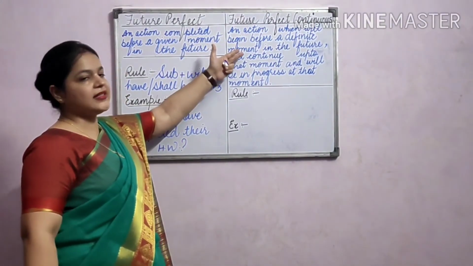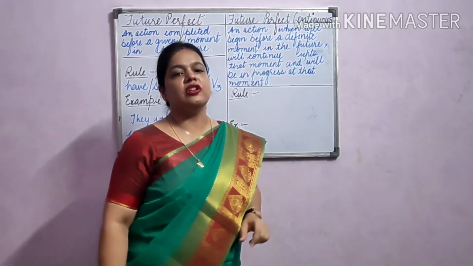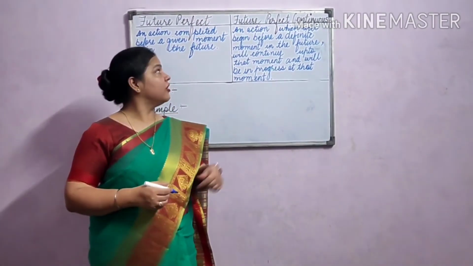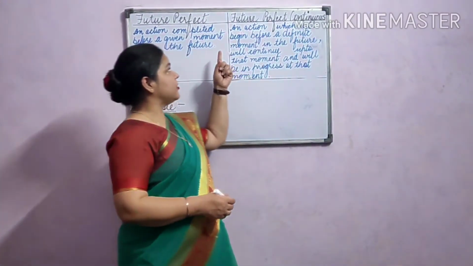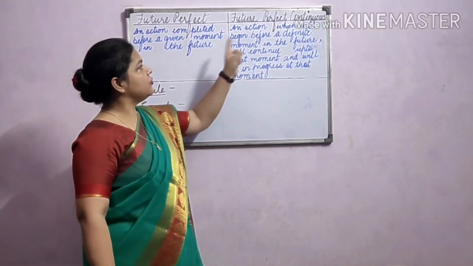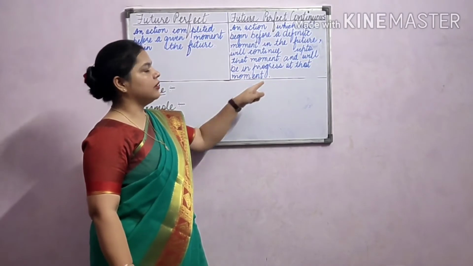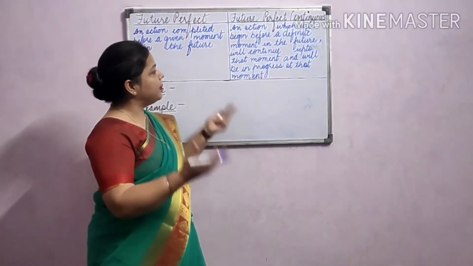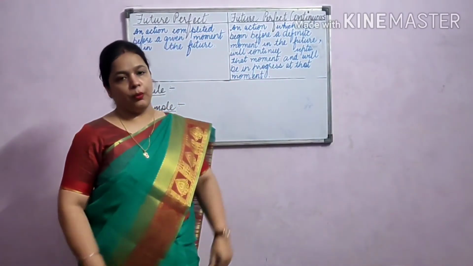Now moving to the next kind, the last subkind, future perfect continuous. It's a combination of perfect and continuous tense both. Actually, this particular tense talks about an action which will begin before a definite moment in the future, will continue up to that moment and will be in progress at that moment.